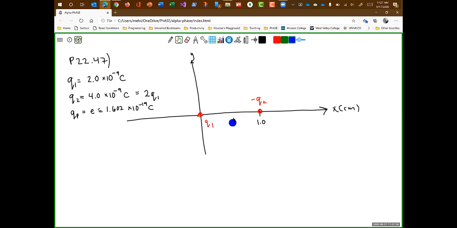Well, let's see. Okay, so I saw a chat. Stephen says to the left of charge 1. So thanks, Stephen. Well, let's explore that.